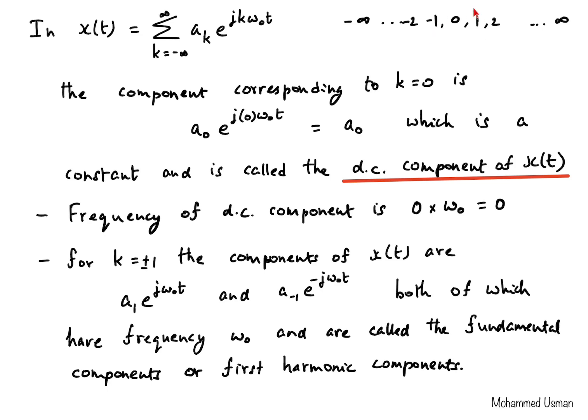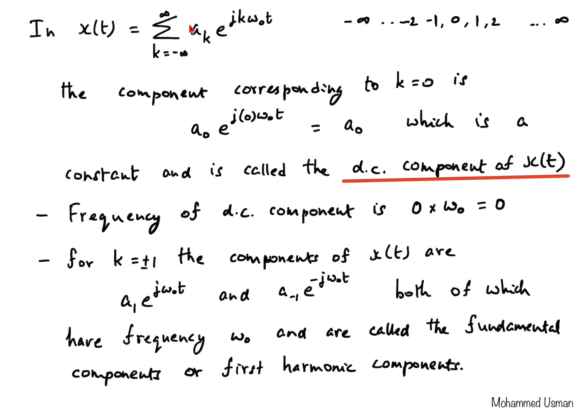So when k is equal to plus or minus 1, the terms that we get here have a frequency of omega naught. Corresponding to plus 1, we have a1 e power j omega naught t, and corresponding to minus 1, we have e power minus j omega naught t. And these terms, when k equal to 1 or minus 1, which have a frequency exactly equal to omega naught, are called the fundamental components or the first harmonic component, because omega naught, if you recall, is the fundamental frequency that we chose.